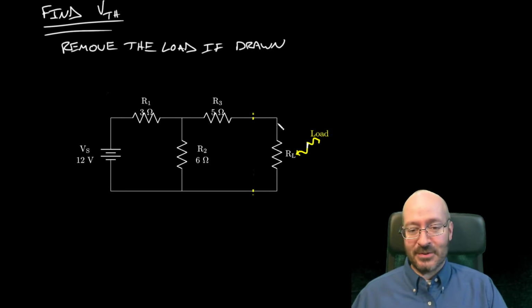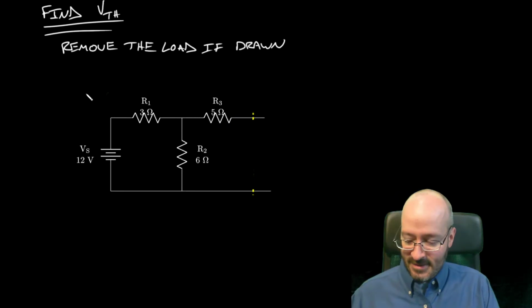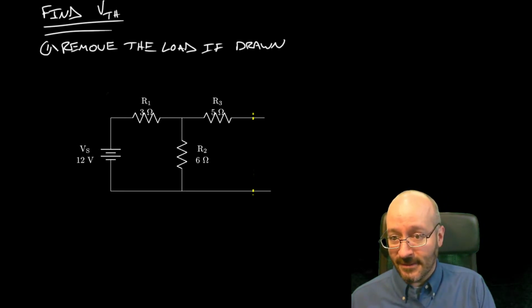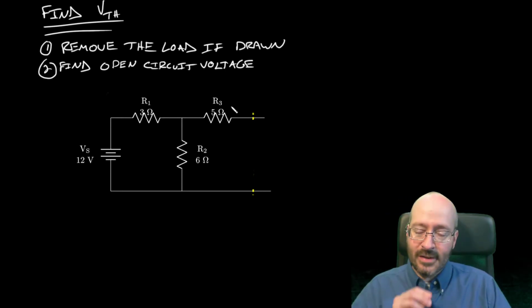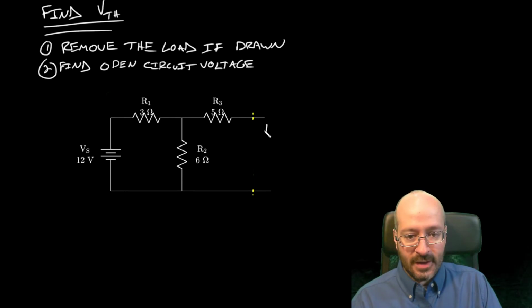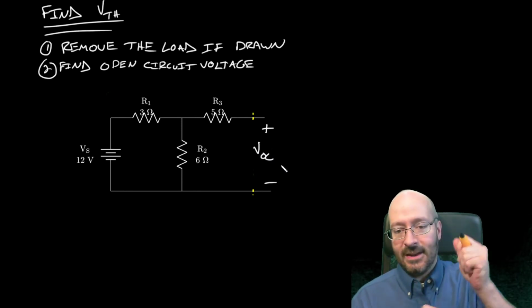Okay, remove the load if drawn. Ready? It's as simple as that. And then the next thing we do, find what we call the open circuit voltage. Where that load was connected, we come back over here and we say, well, let's call that plus and this minus, and we're going to find V open circuit. I opened up the circuit and I find the voltage across it.